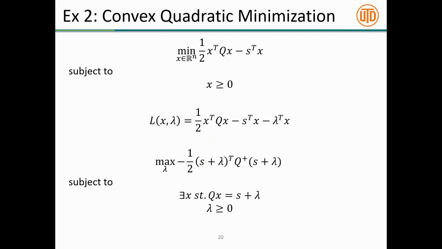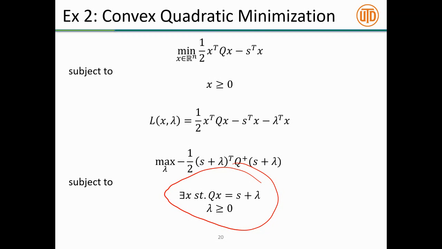So the question is then, how do we deal with this constraint? Because the lambda greater than or equal to 0 constraint is easy to handle, in some sense. We can do projected gradient, for example, if we wanted to solve this optimization problem. But this first constraint, there exists an x such that qx equals s plus lambda, we don't know how to handle that constraint, at least without converting it into something else first, because it doesn't look like it's convex. So let's see how we handle that.